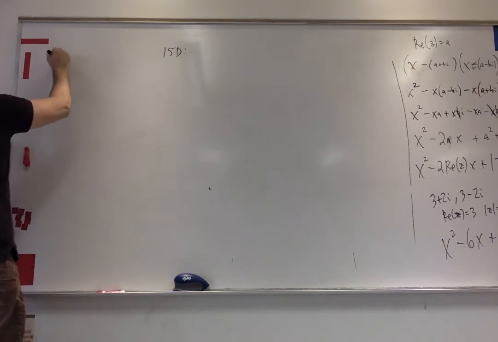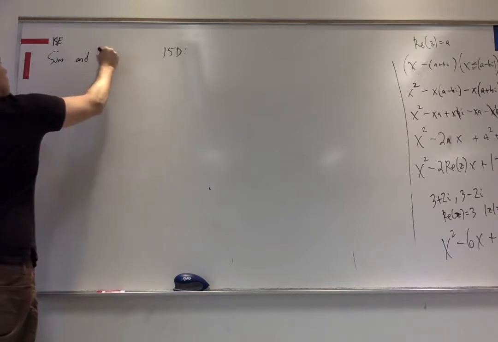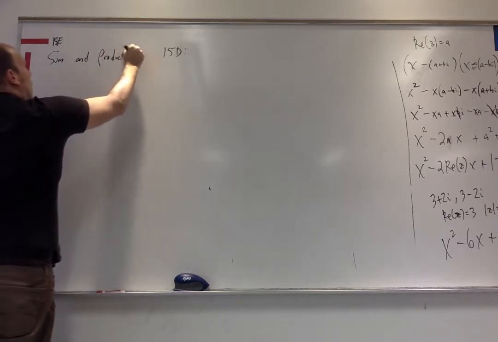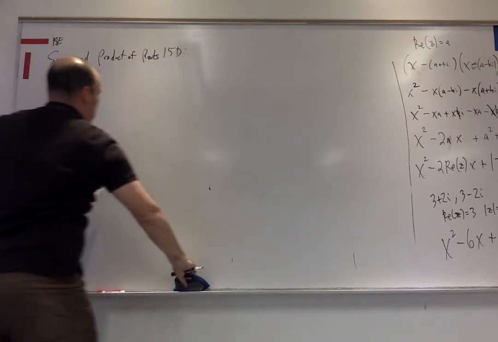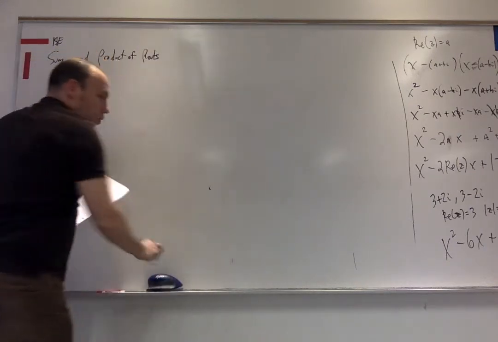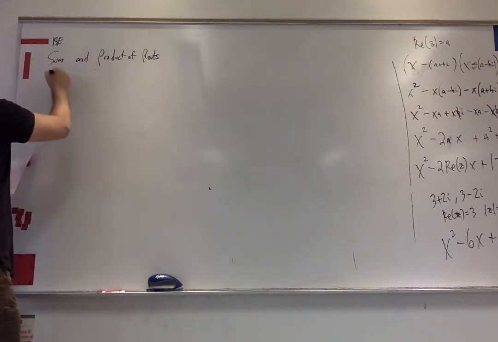Let's start. This is 15E, sum and product of roots. So let's start with the quadratic, and the idea is you have two roots.